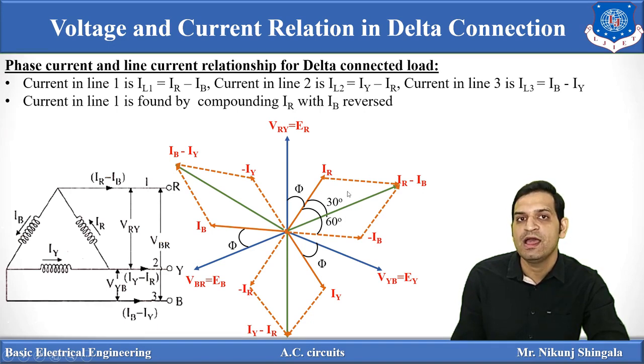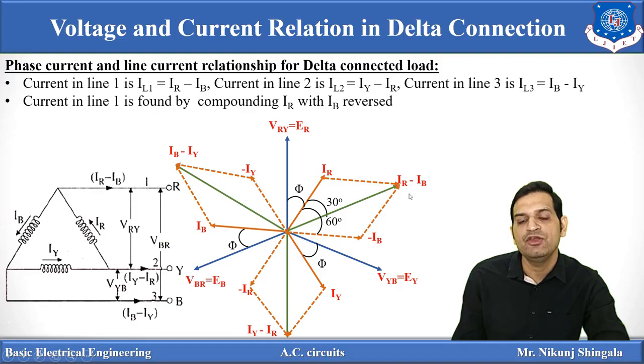Now IR is a phase current and IR minus IB is nothing but IL1, that is a line current. So from this phasor diagram we can see that for a delta connected system, phase current leads the line current by 30 degrees, or line current lags the phase current by 30 degrees.